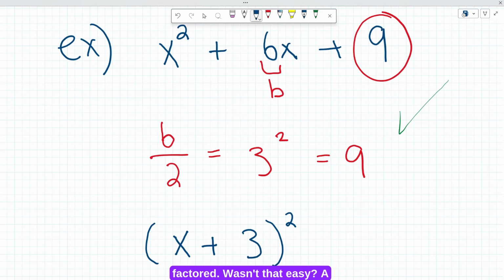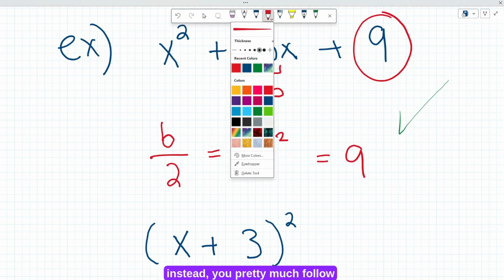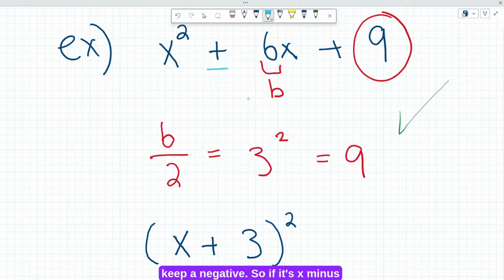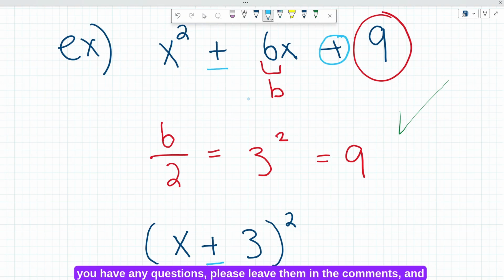Wasn't that easy? A quick tip, in case you have a negative sign instead, you pretty much follow all the same steps except you just keep a negative. So if it's x squared minus 6x, then in your factored form at the end, you're going to have x minus 3 instead of x plus 3. But be careful, we always have to have an addition at the end in order for it to be a perfect square trinomial.